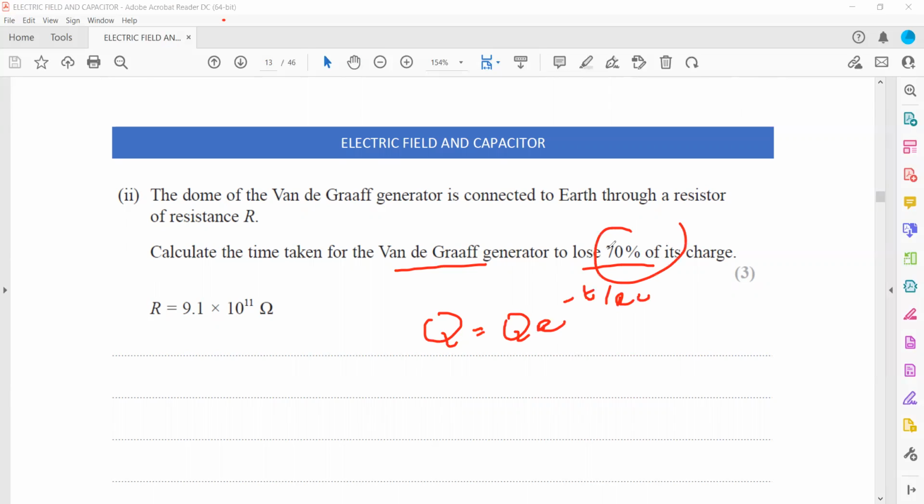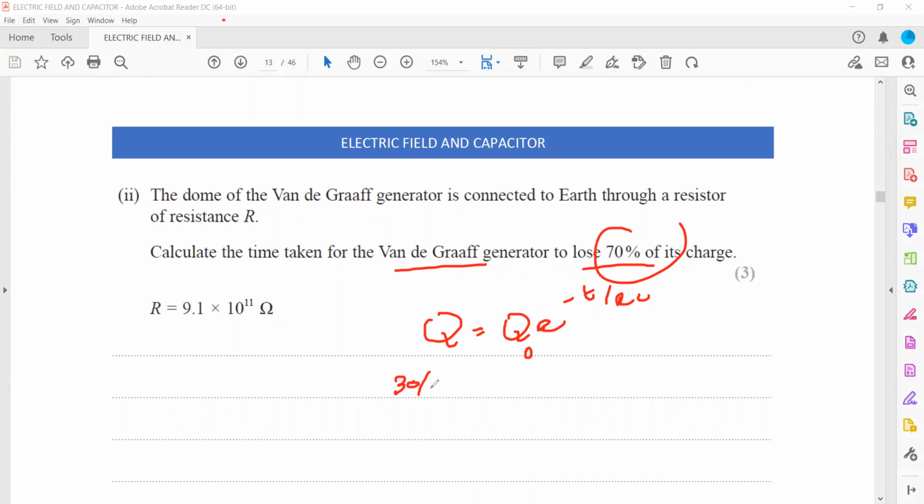If 70% of the charge is lost, this Q is not the charge which is lost. This Q is the charge which is left on the capacitor. So how much is left if 70% is lost? So 30% will be left, or 30% will be equal to 0.3.